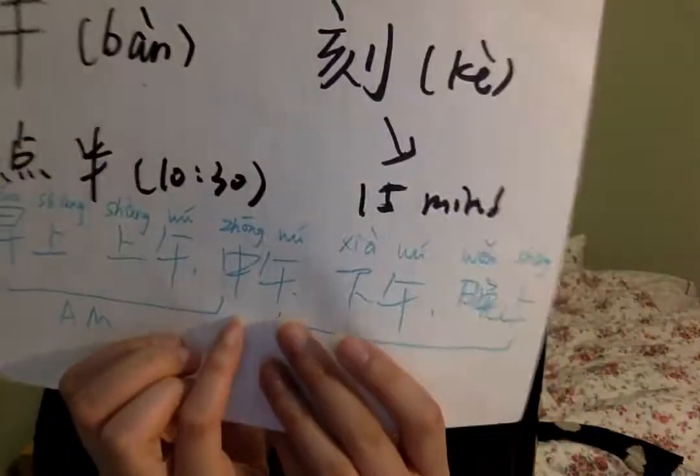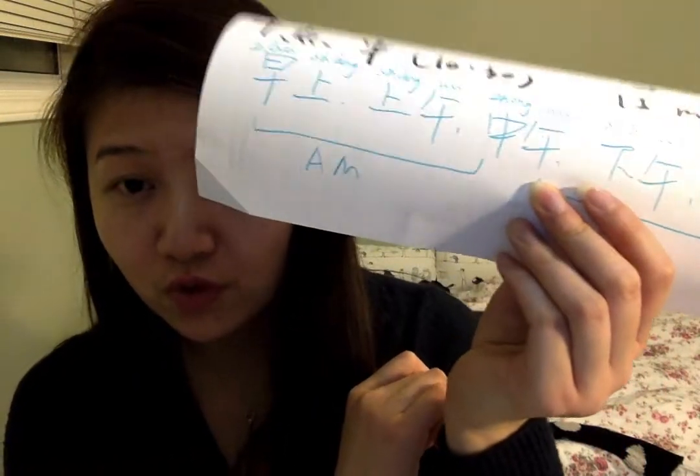So it's a little bit tricky difference. In English, morning is morning, like all the AM is morning. But in Chinese, if it's early morning, we can say 早上. If it's around the noon, then we can say 上午. Okay, 上午. And then this part is 中午.